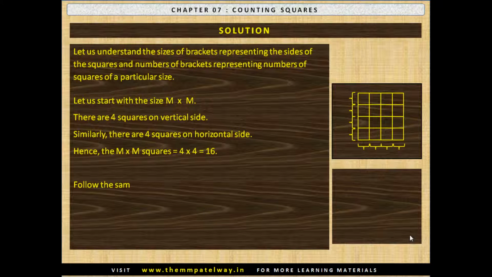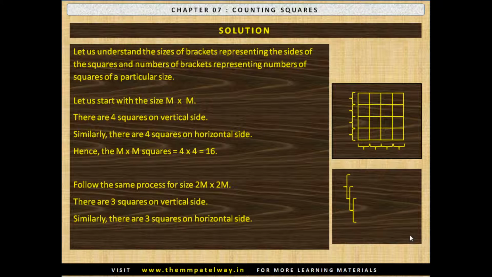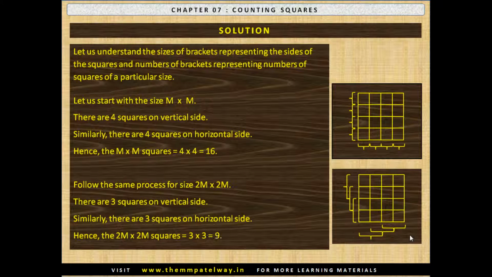Let us follow the same process for the size 2m into 2m. There are 3 squares on the vertical side, and similarly there are 3 squares on the horizontal side. Hence, the 2m into 2m squares will be equal to 3 into 3, that is 9.